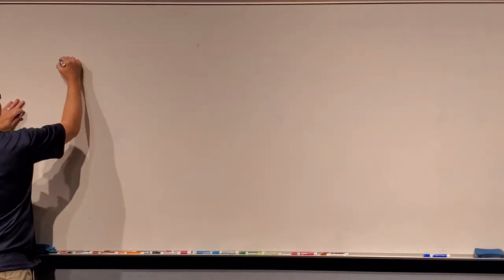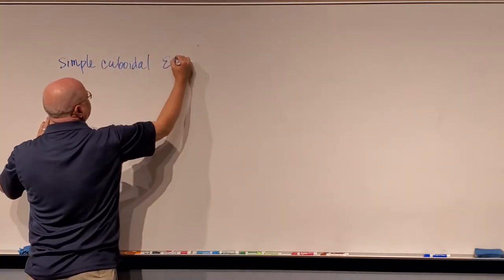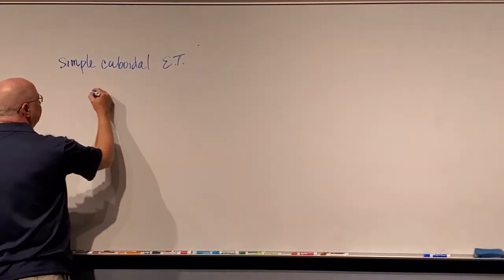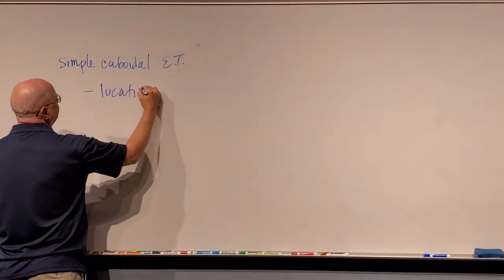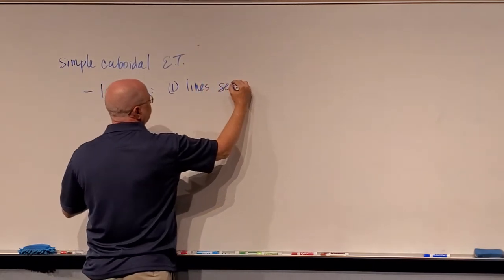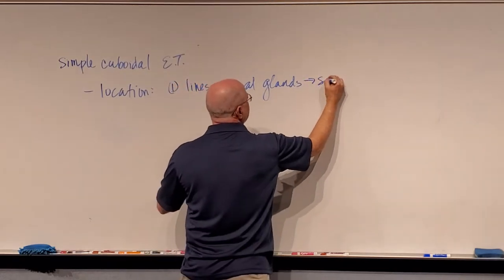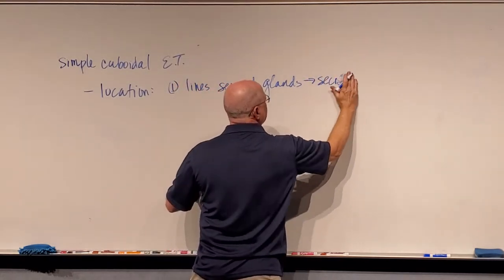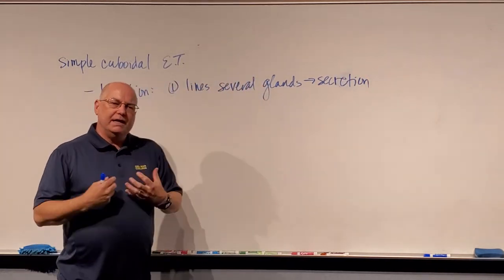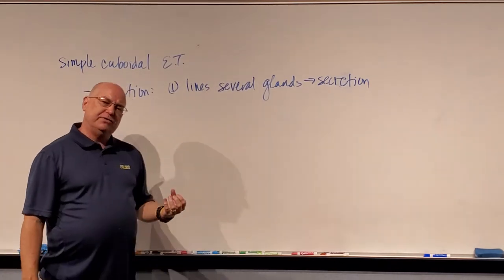The next tissue we're gonna talk about is called simple cuboidal epithelial tissue. The single layers of cube-shaped cells. The main location that we find it, we find it in two locations. One is it lines several different glands, and the function there is it does secretion. So, the function of many of our glands is to secrete fluids. And we find a lot of simple cuboidal epithelium in several of the glands.